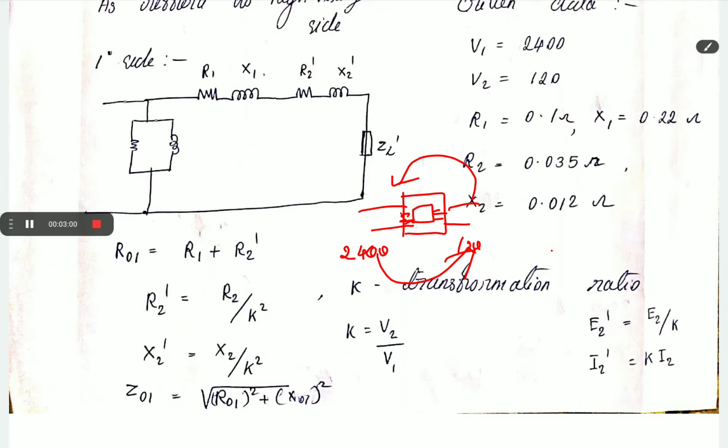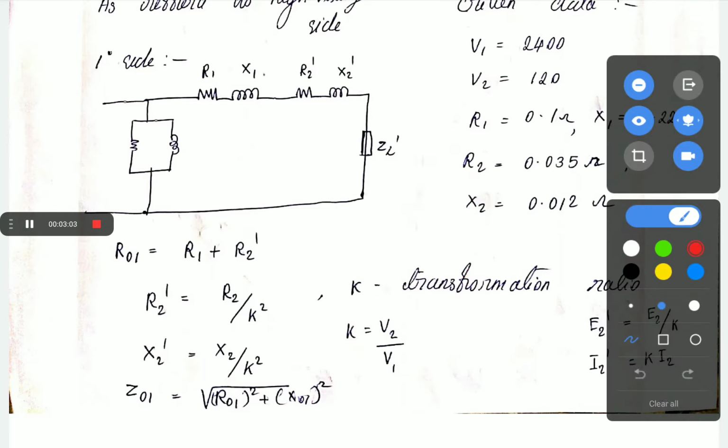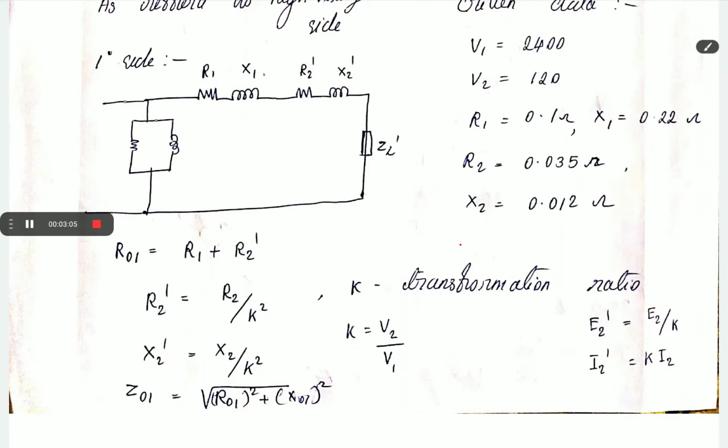Okay, so first this will be your equivalent circuit. Here we don't have to find out R0 and X0, those parameters are not given, so you just neglect this portion. You have to find out, as referred to the high voltage side, the equivalent circuit values with R1, X1 and R2 dash, X2 dash. R2 dash and X2 dash are the parameters transferred from secondary to primary.